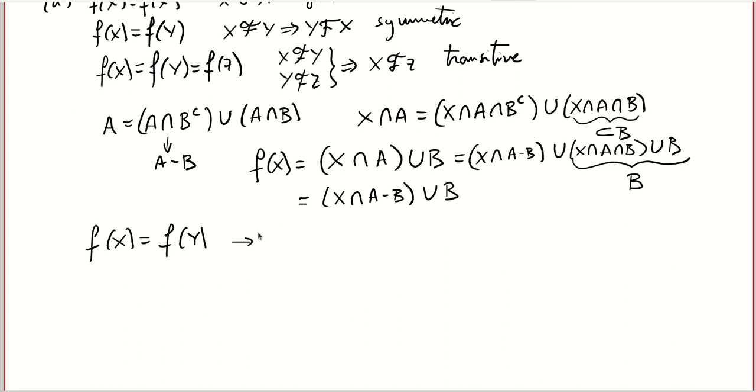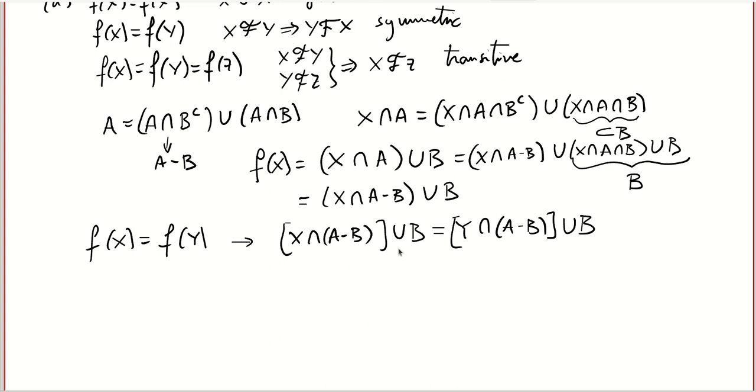Well, what it means is, according to this new way that we have expressed the relation, x intersection with A minus B, union B, is equal to Y intersection with A minus B, union with B.